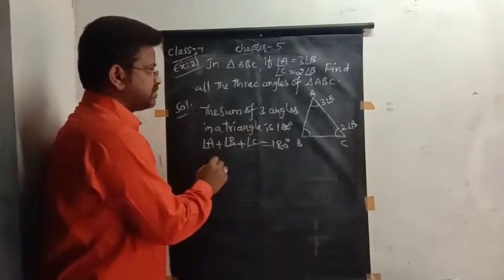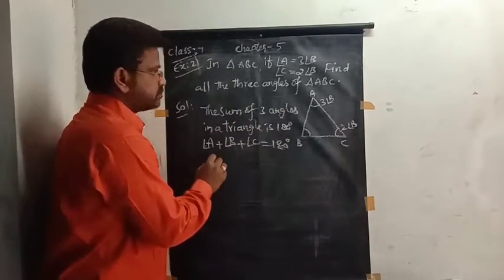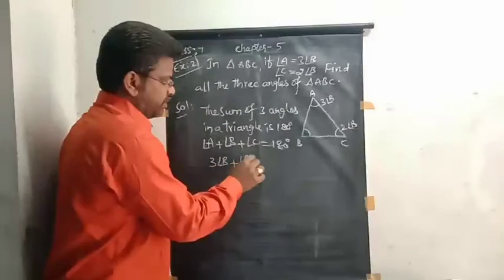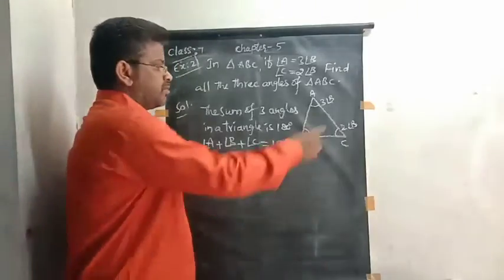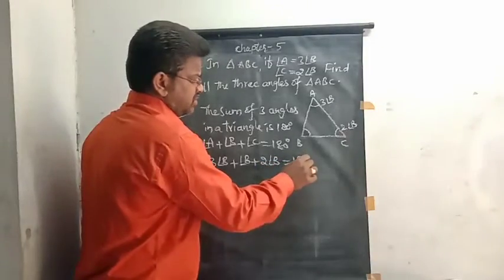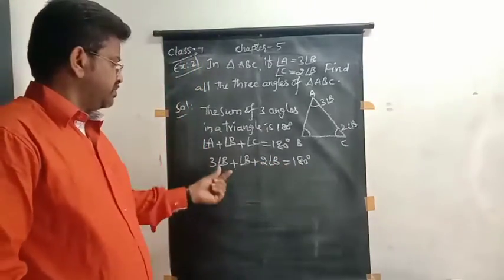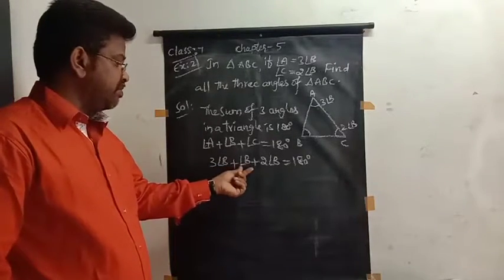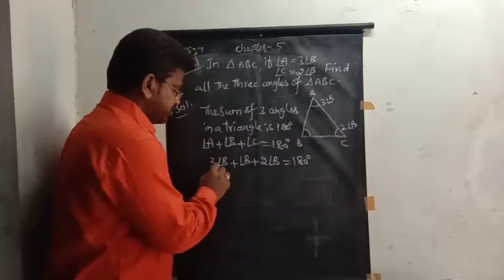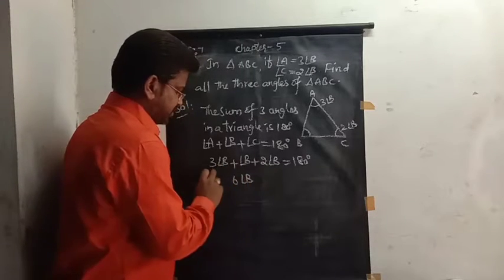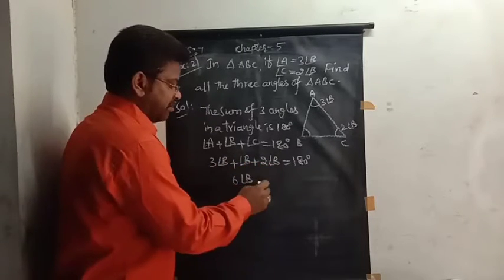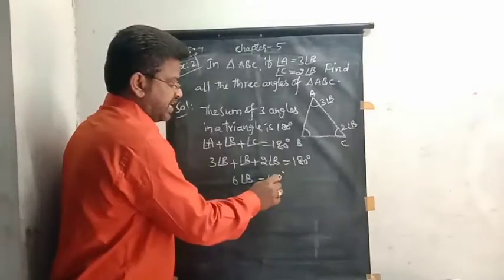What is angle A? 3 angle B, plus angle B, we don't know that, we can write as it is. But instead of angle C, you can write 2 into angle B, is equal to 180 degrees. 3 angle B, 2 angle B. When we add them, we get 6 angle B. 3 angle B plus 1 angle B, 4 angle B, plus 2 angle B, 6 angle B is equal to 180 degrees.